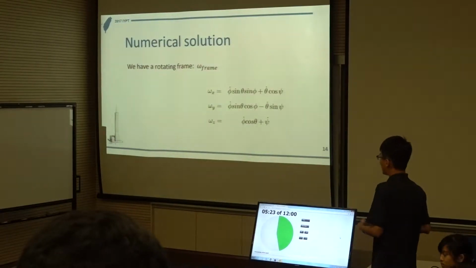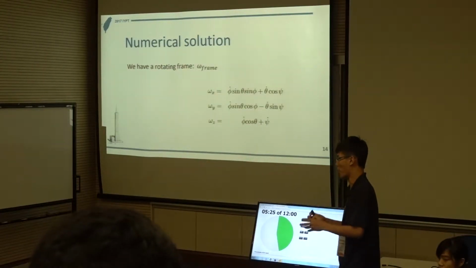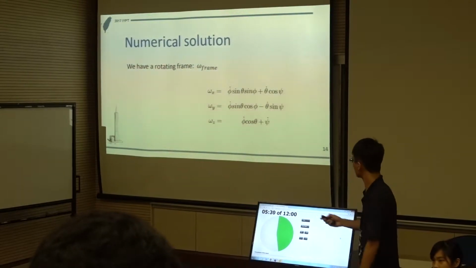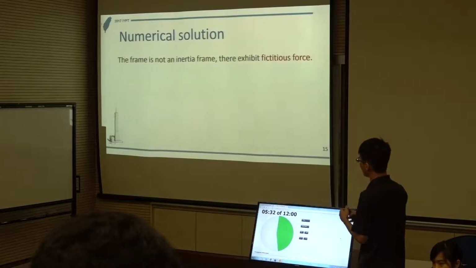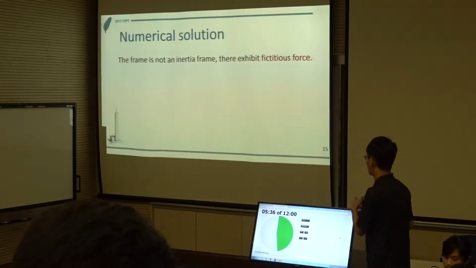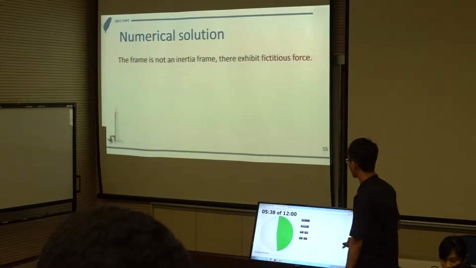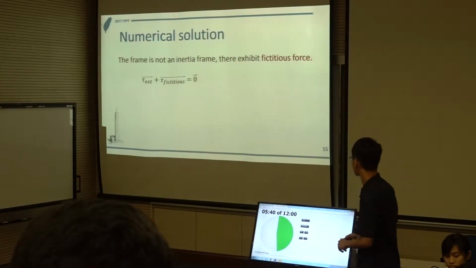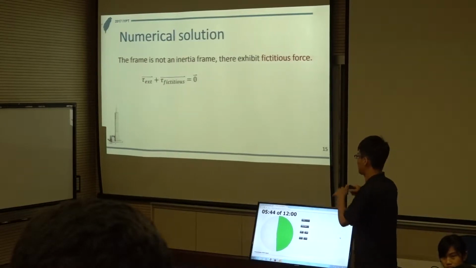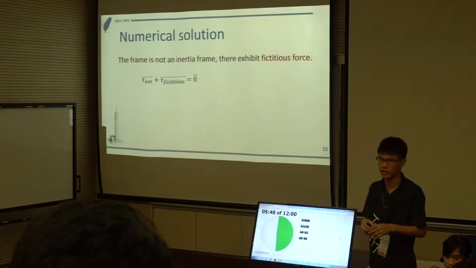And so we get a rotating frame, which we call the omega frame, on the gyroscope, which is rotating with the gyroscope. Because the frame is not an inertial frame, it is a rotating frame, so it exhibits some fictitious forces. First, for the conservation of angular momentum, the torque balance needs to be like this: the external force torque plus the fictitious force torque needs to be 0.